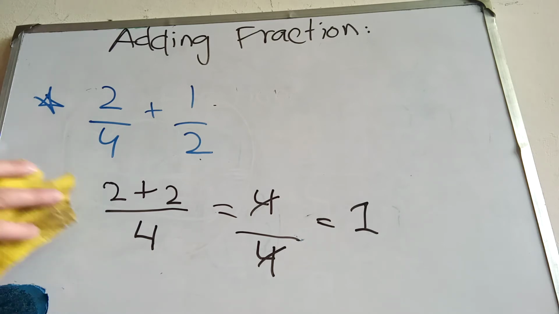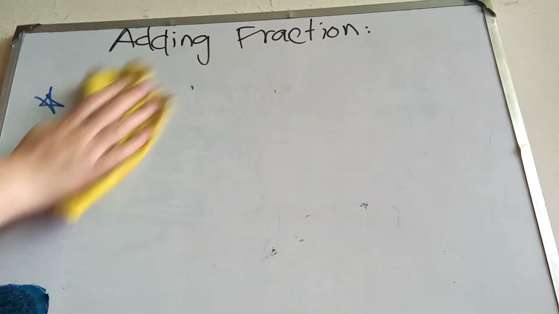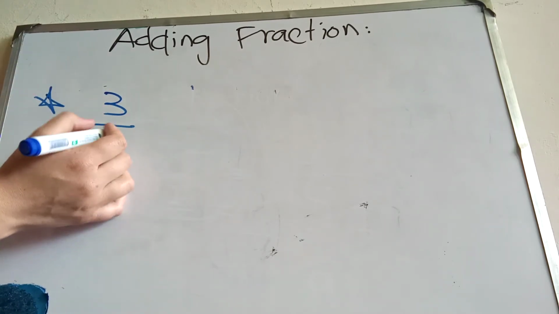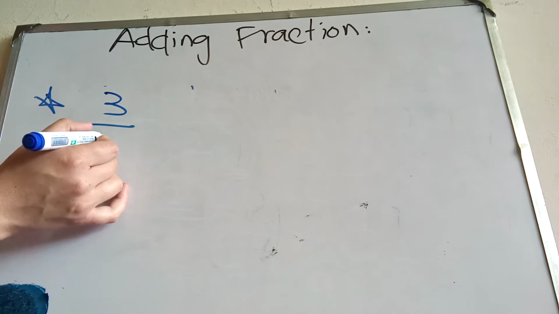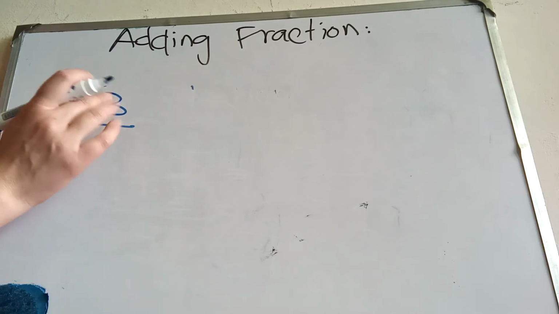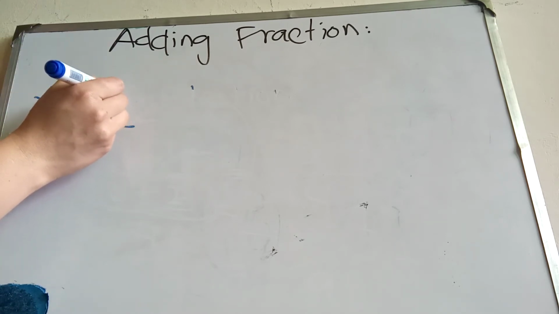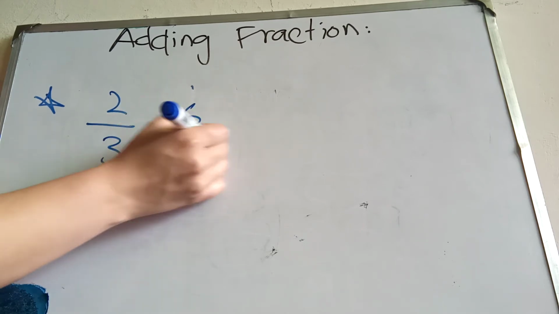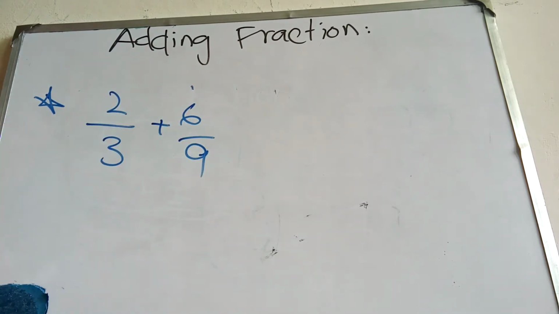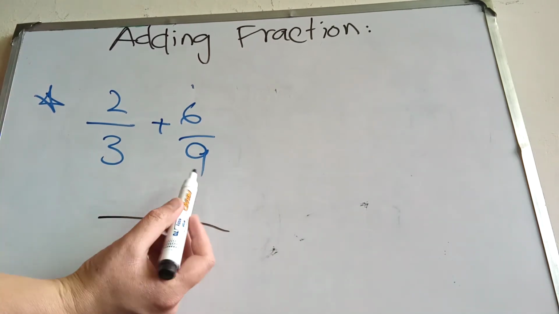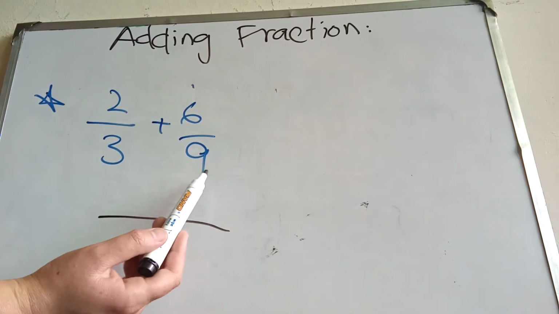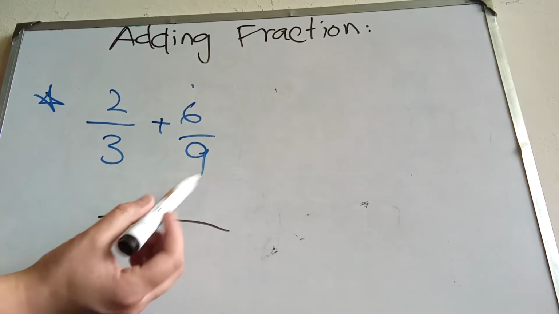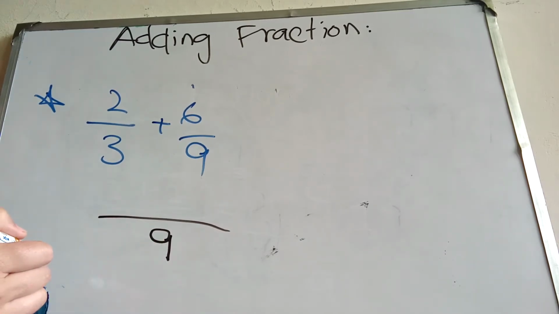So we'll do the next question about the same. I'll take another one, 2 over 3, then we have plus 6 over 9. Now look at the greater number in the denominator, that is 9. Is 9 divisible by 3? If yes, then write 9 as the denominator.